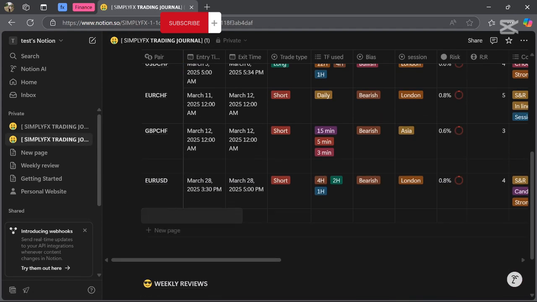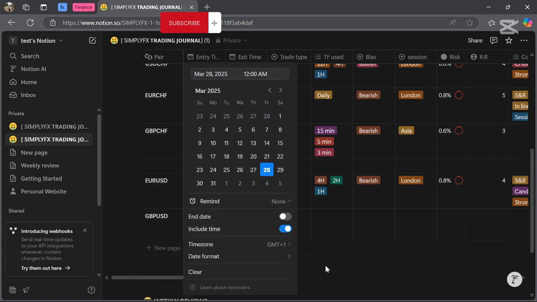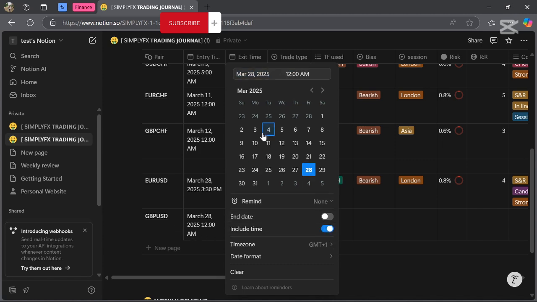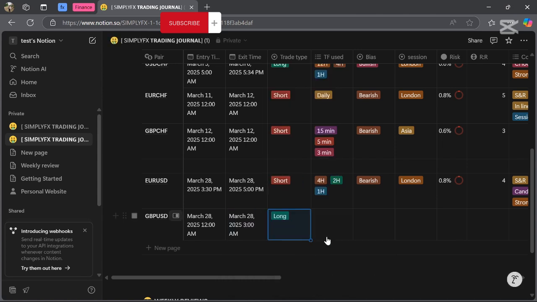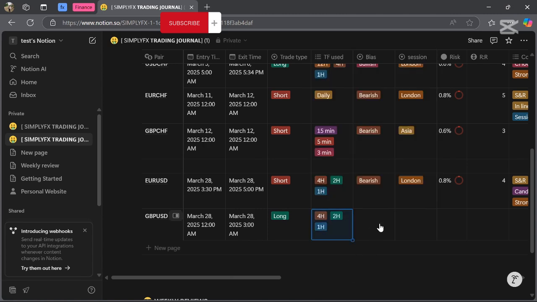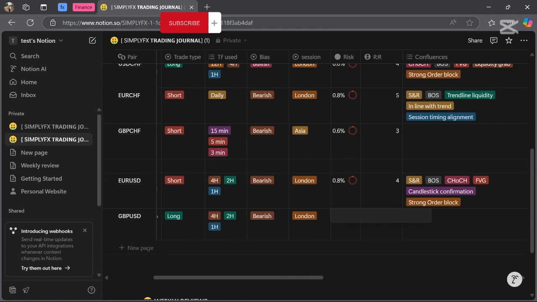Let's say we took one GBP USD. We also, okay, the time here is 12 a.m. Let's just do it anyhow. And the trade ended 3 a.m. the same day, and we went in long. The time frames are 4 hours, 2 hours, 1 hour. We were bullish, and London. Let's say we were bearish, because Euro and GBP are correlated, but decided to go in long because maybe we're drunk or something.